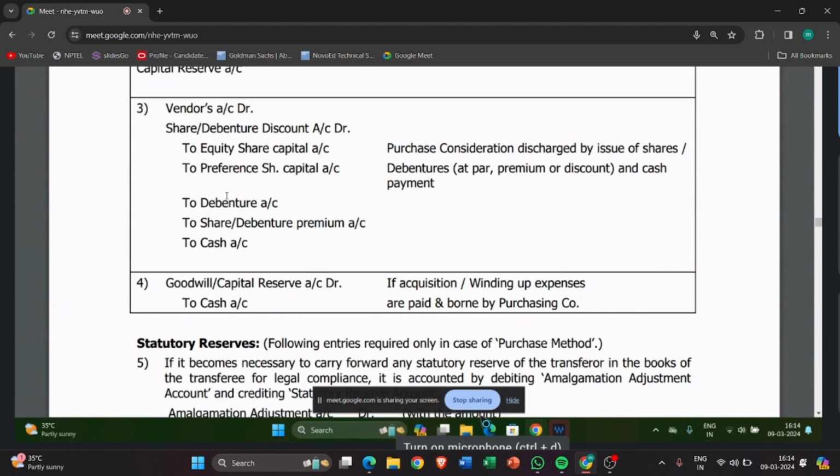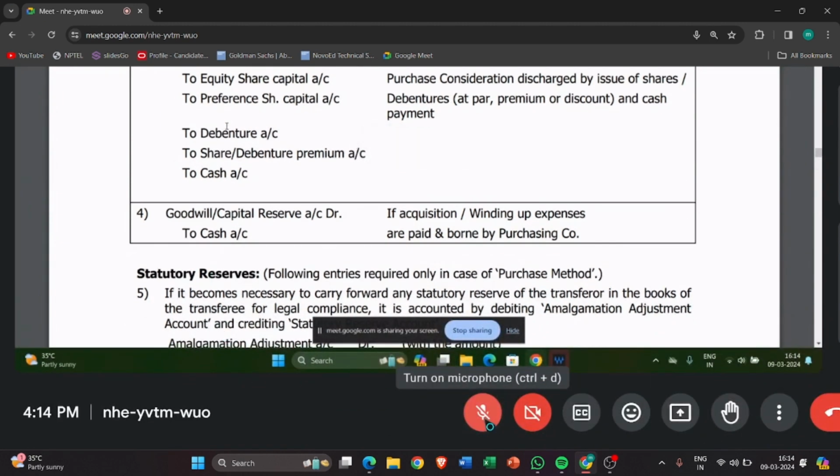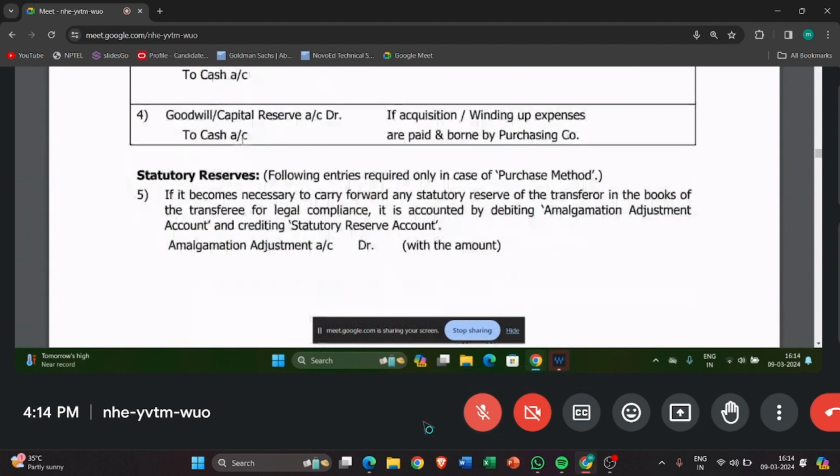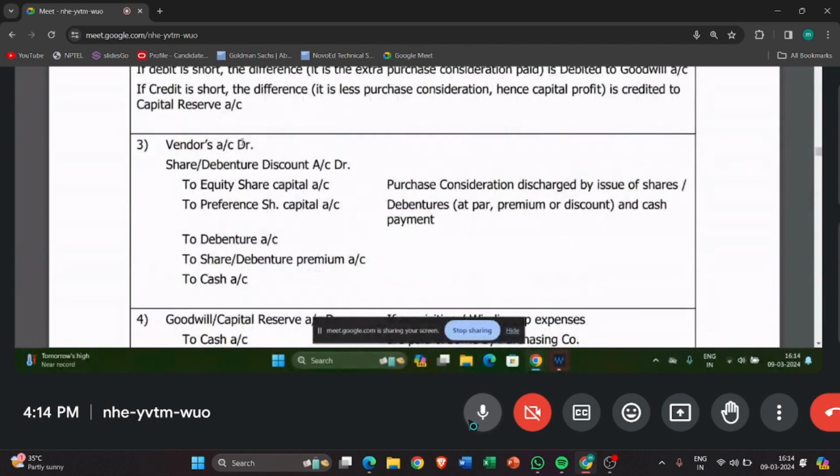Followed till here? If you go through the journal entries and see the solutions, there should be examples and illustrations in the book, and that should be enough. This PDF I will also share.